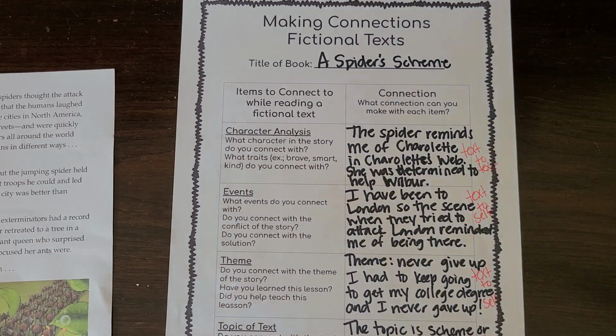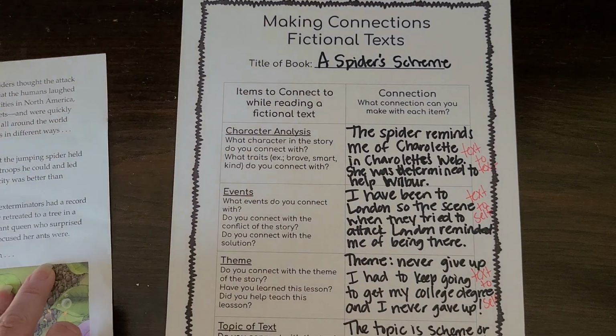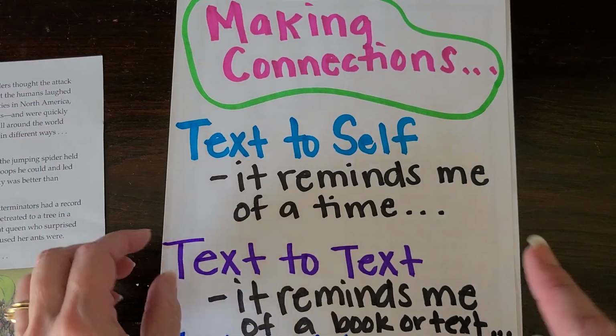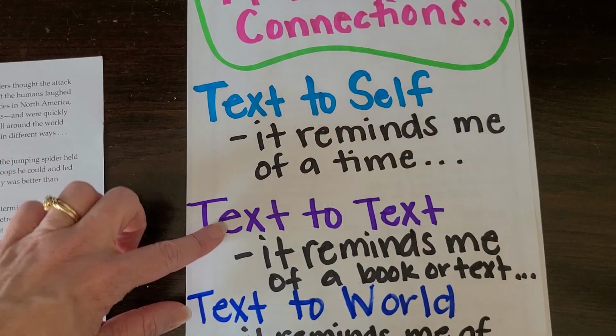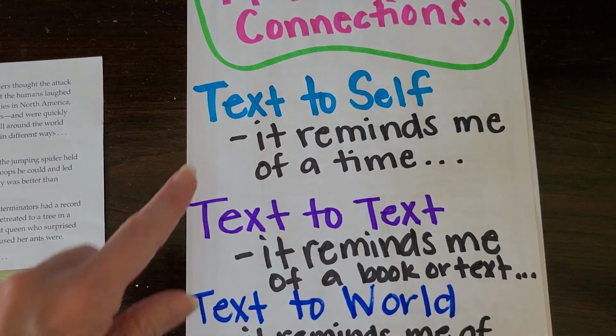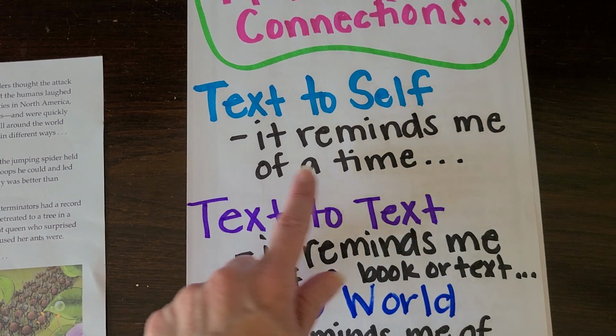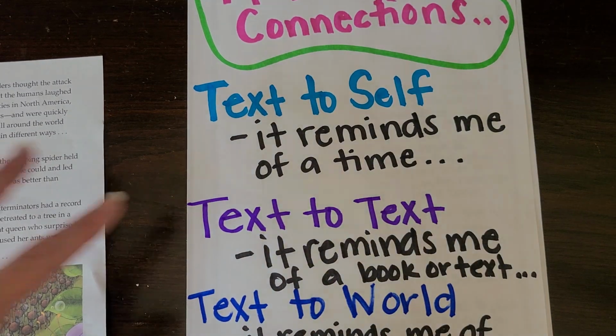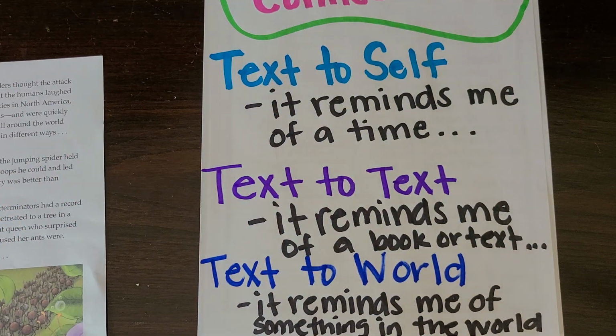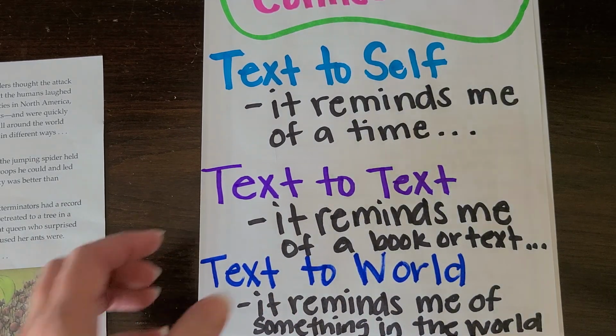So remember, making connections is 3 different ways: text to self, text to text, text to world. Text to self is it reminds me of a time when. Text to text is it reminds me of a book or a text. And then the text to world is it reminds me of something in the world, that something's going on.